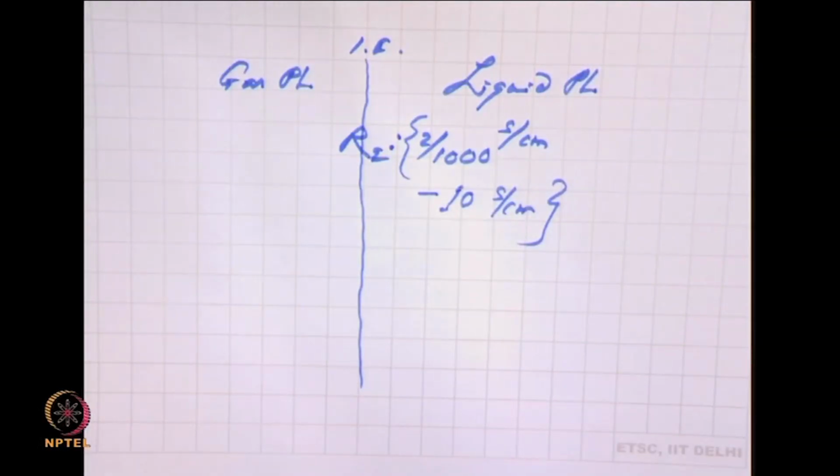So, we have some idea about how small Ri can be, how large possibly it could be, a few thousandths of a second per centimeter to 10 seconds per centimeter. That is the range of Ri values.